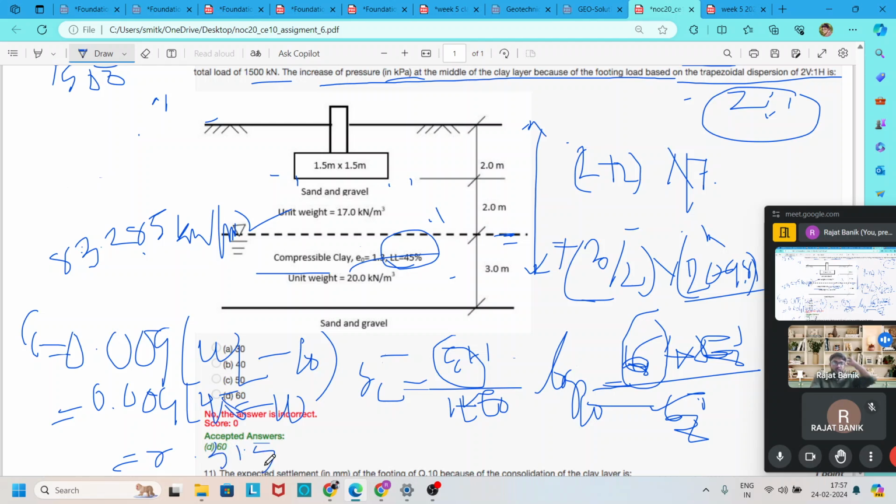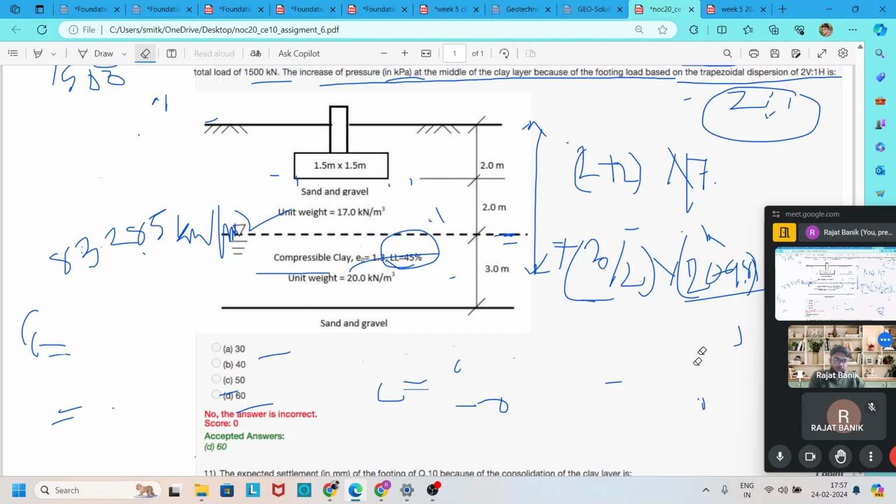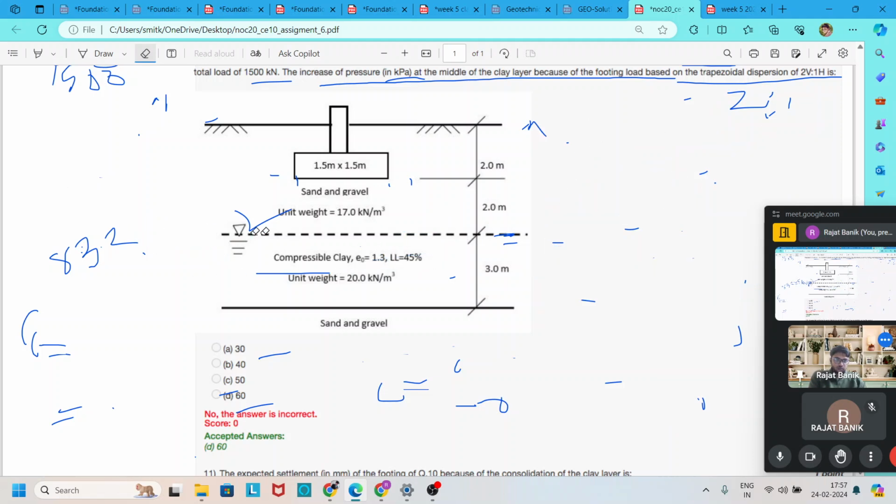So Cc is 0.315. Now put all this value in this equation and get the result. So put all these values.